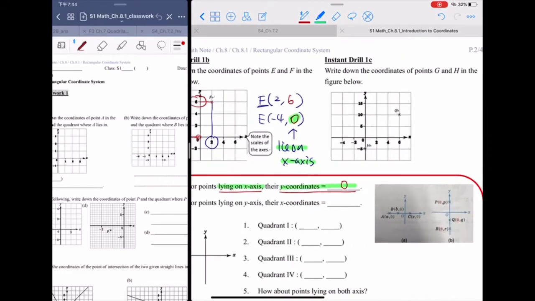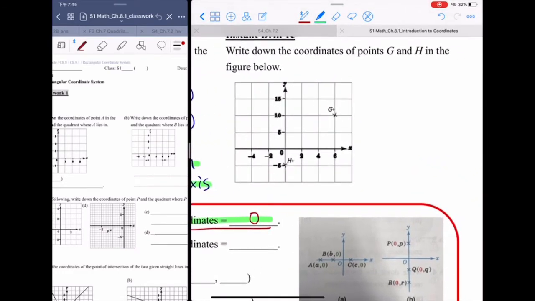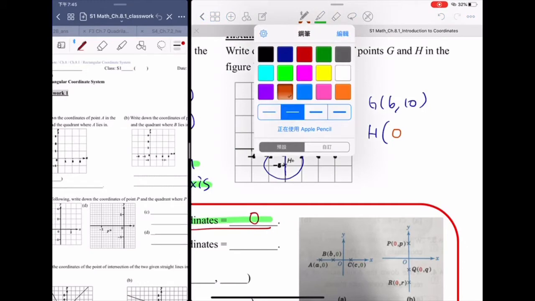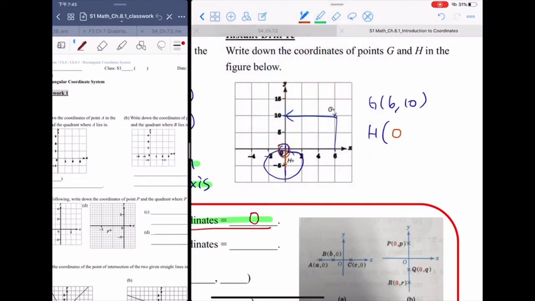And then 1C. So G. I just moved it quickly. 6, 10. And then H. This time it lies on the y-axis. Let's see which number is 0. You can see this is the 0 row. So we see that the x coordinate is 0. Here 0, and then the column is -5.